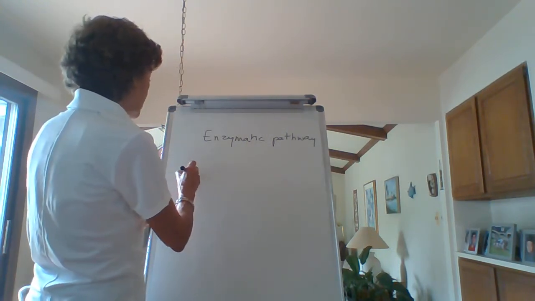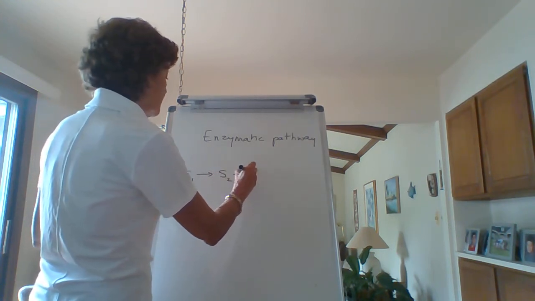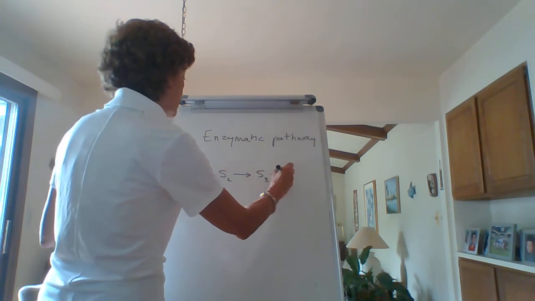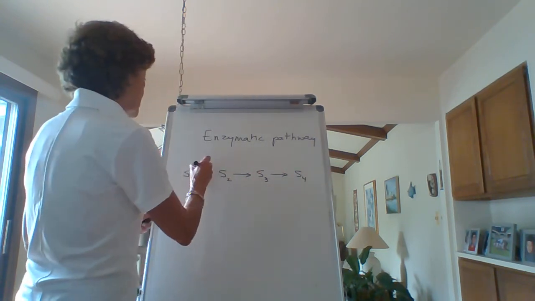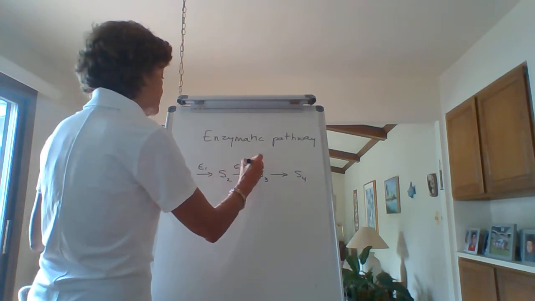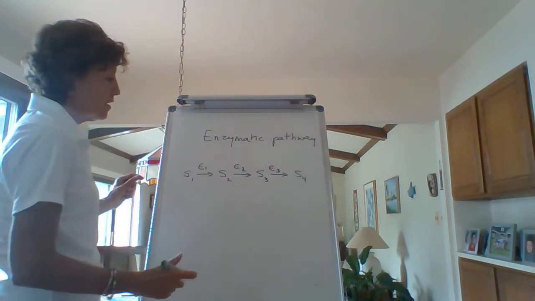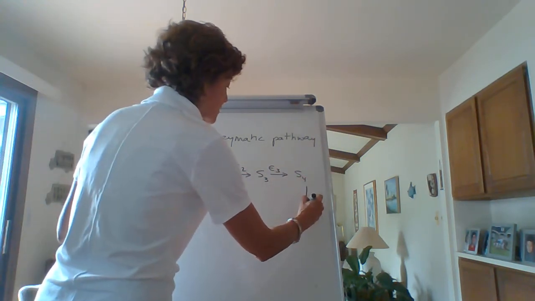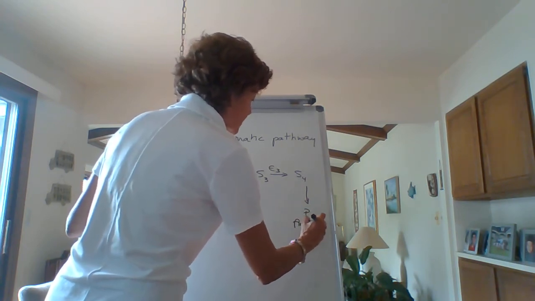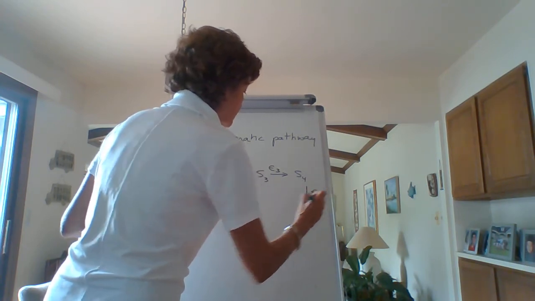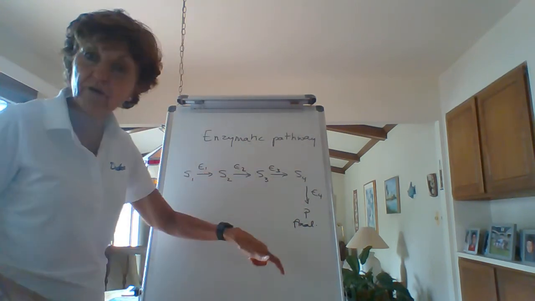We're going to say S1, S2, S3, S4. So this would be enzyme 1, enzyme 2, enzyme 3. Pretend that this is a pathway. Let's just keep going. Maybe this one over here is the final product, and this would be enzyme 4. So this is a hypothetical pathway that has 4 enzymes.